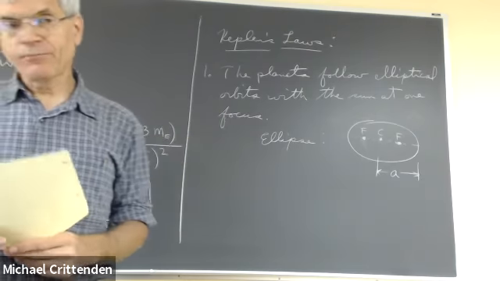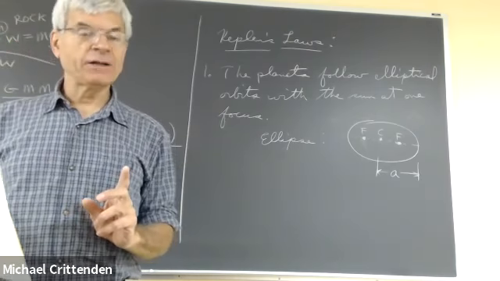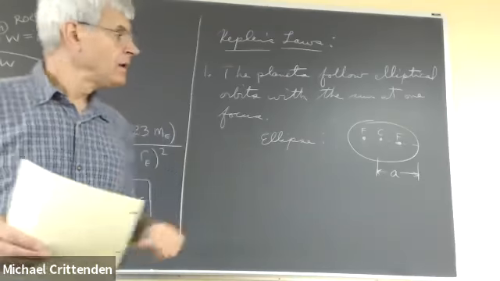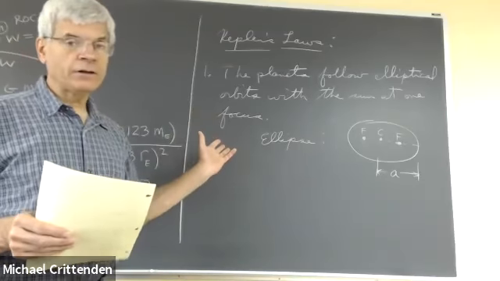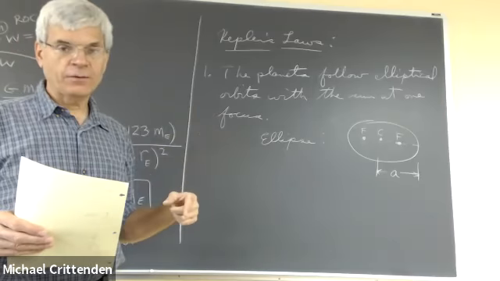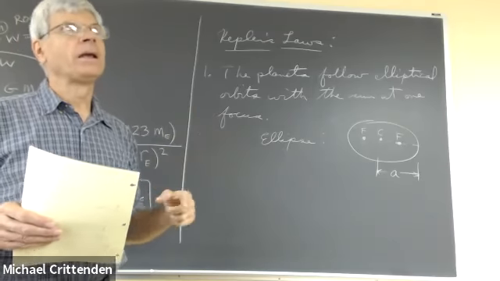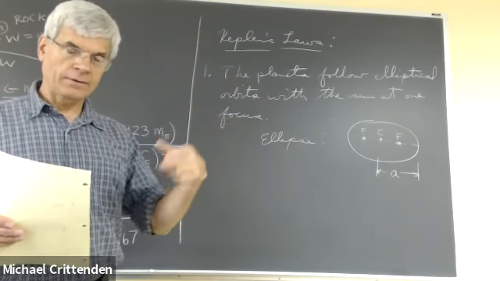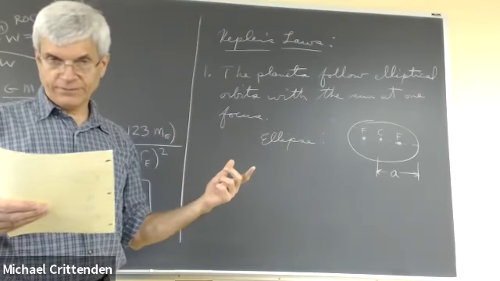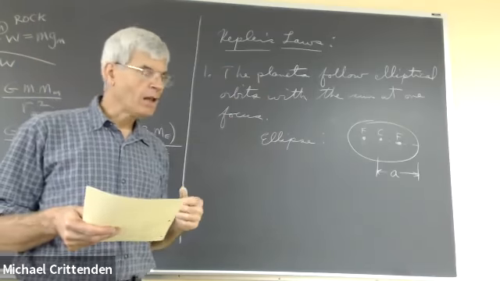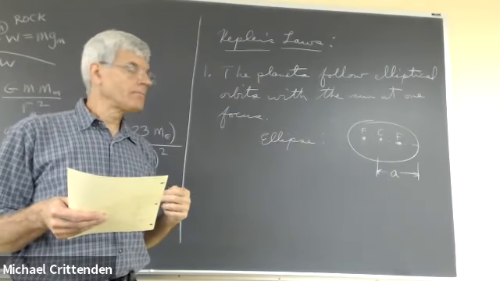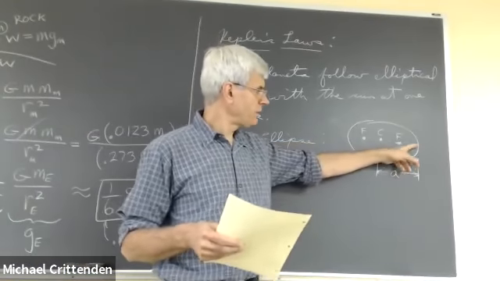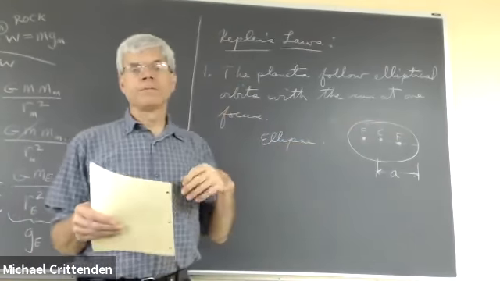The second law finishes demolishing the idea of uniform circular motion for the planets. The first law got rid of the circular part. The second law gets rid of the uniform part. The planets speed up and slow down as they go around their orbits, okay? Fastest when it's closest to the sun, slowest when it's farthest away.